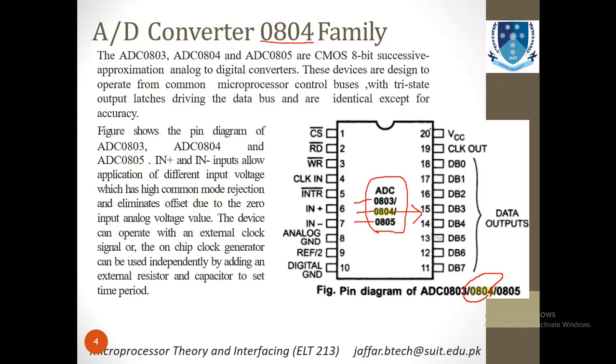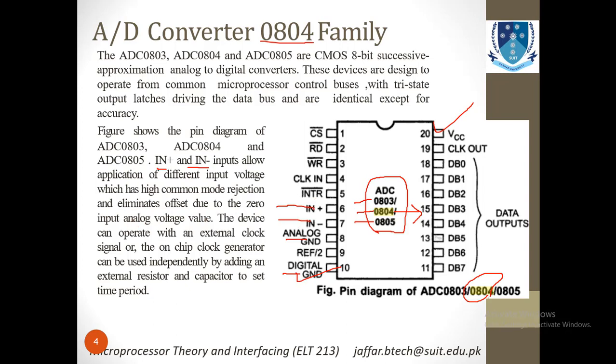You can see that in this IC you have a VCC and a ground. There are two grounds available, one analog ground and the second digital ground. Electrically they are the same, but since two pins are involved, you have to do something with both pins. The input that you want to convert is given at pin numbers 6 and 7. The figure shows the pin diagram, and these Vin plus and Vin minus inputs allow the application of differential input voltages, which has common mode rejection and eliminates offset due to the zero input analog voltage value.